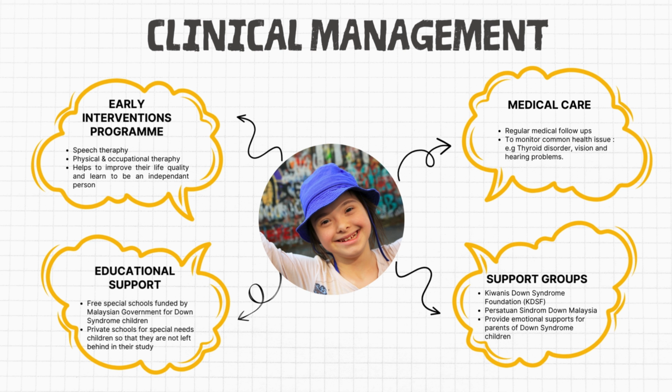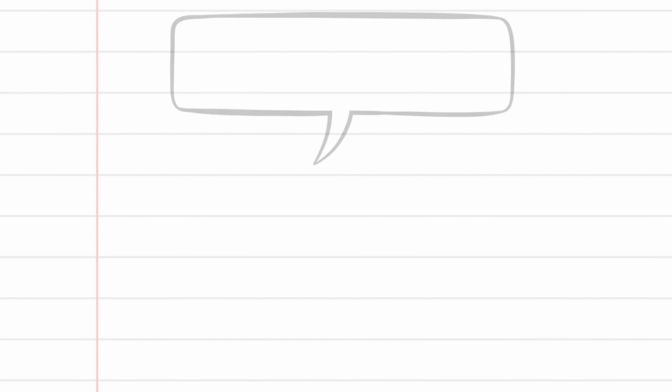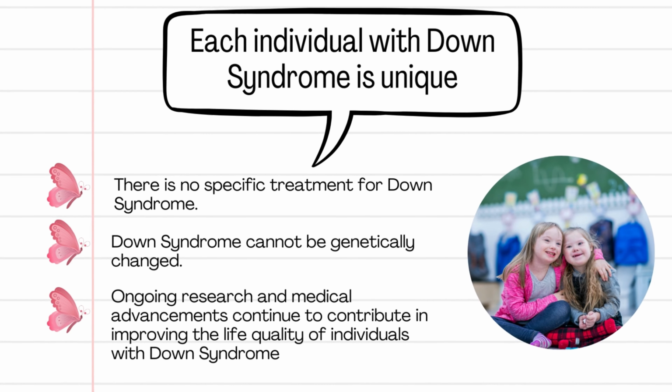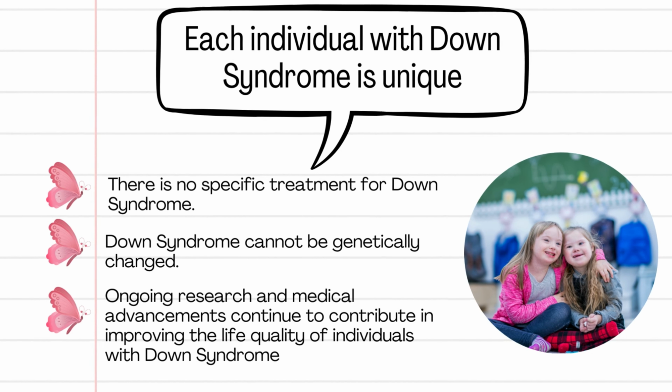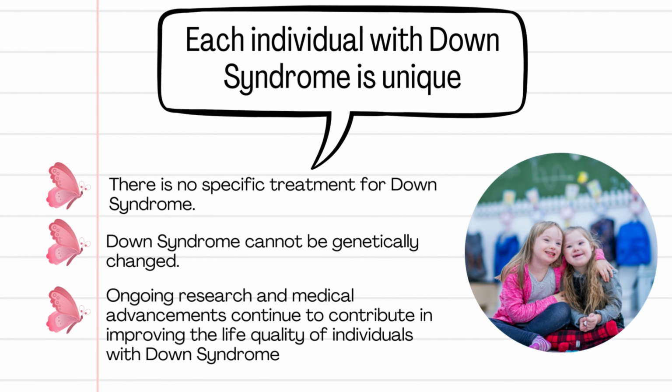In Malaysia, there are also support groups available, such as Kiwanis Down Syndrome Foundation, which provides support for people with Down syndrome. Each individual with Down syndrome is unique. Down syndrome cannot be genetically changed. Ongoing research and medical advancement continue to contribute to improving the quality of life of individuals with Down syndrome.